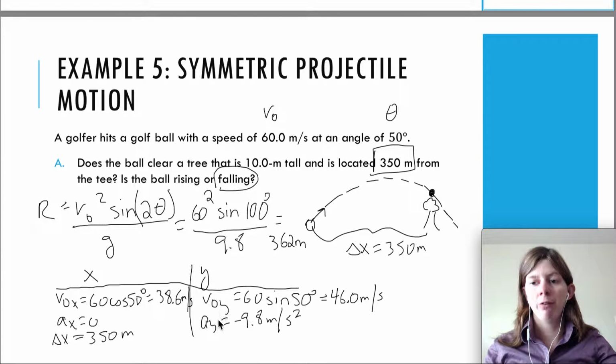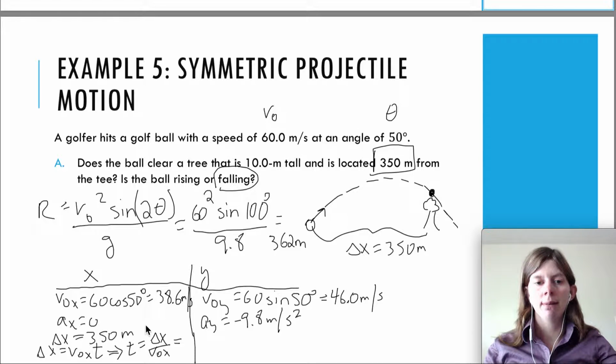In order to be able to find delta y, which is what we're looking for, we need to use the x direction to find the time. So I'm going to use the kinematic equation: delta x is v_0x times time. To solve for time, I'm going to divide delta x by v initial x, divide 350 by 38.6, and I'm going to get 9.08 seconds.